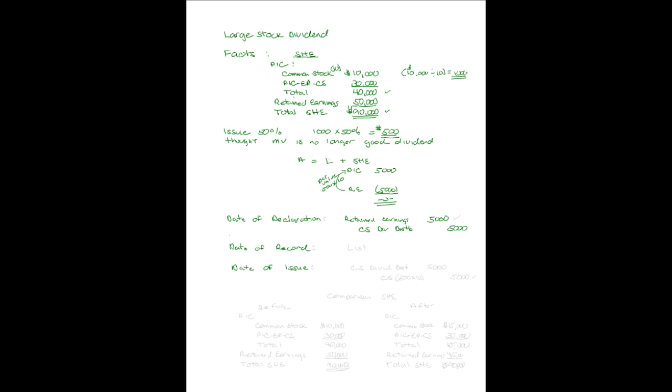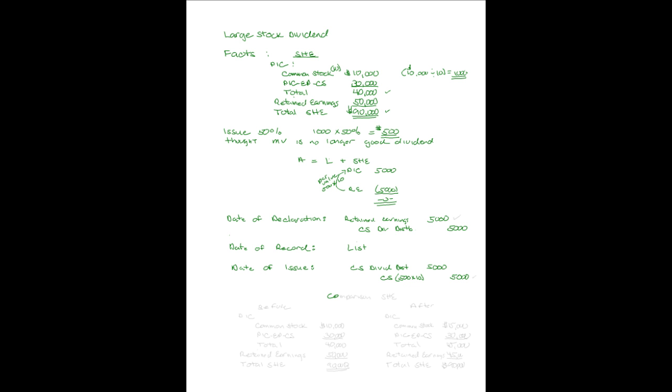And there will never be a contributed capital in excess of par for a large dividend, because we do it at par value. The date of record, we make the list. If it were me, I'd check the choice, and then date of issue. Get rid of the common stock dividend distributable that you set up, the owner's equity account. It's rather temporary. And issue the common stock. And remember, it's 500 shares we're issuing at par value of $5,000. And that's how you would record a large stock dividend.